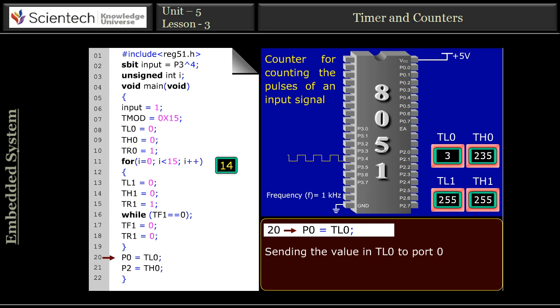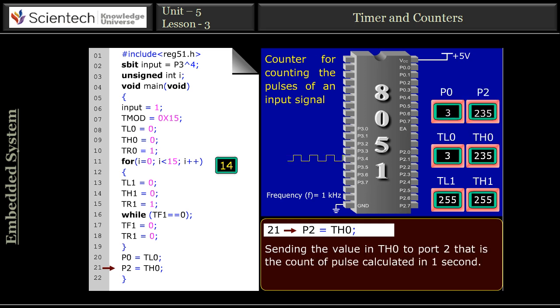Next is P0 = TL0, it means it sends the value of TL0 to port P0. By port P0 we can find out the frequency. Next is P2 = TH0, it means copy the contents of TH0 into port P2. By this it counts the pulses.